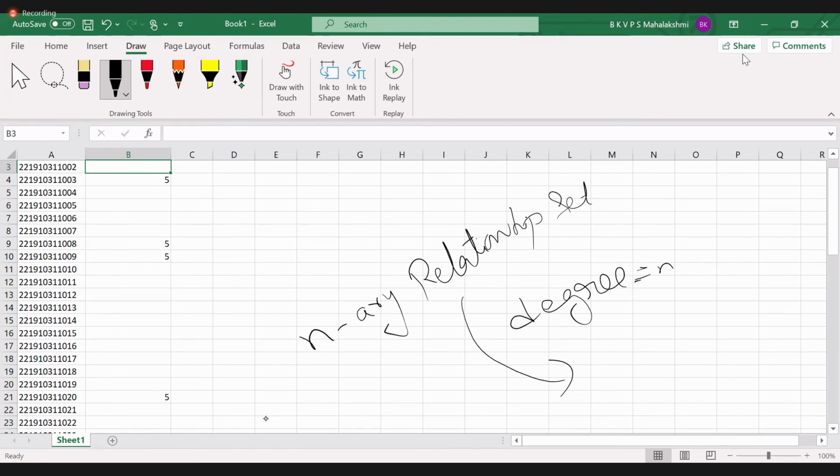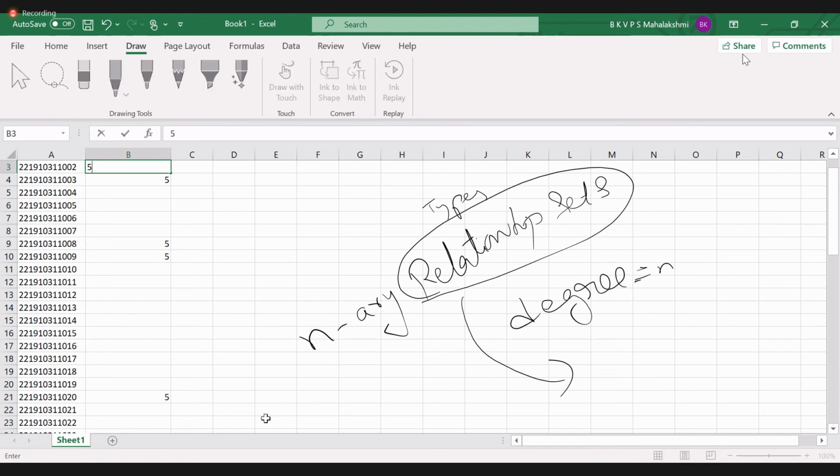So what are the types of relationship sets there? Types of relationship sets. 4. What are they? Binary, ternary, n-ary, unary, like 4, ma'am. I don't know the particular order, but binary, unary, ternary, and n-ary. Okay.